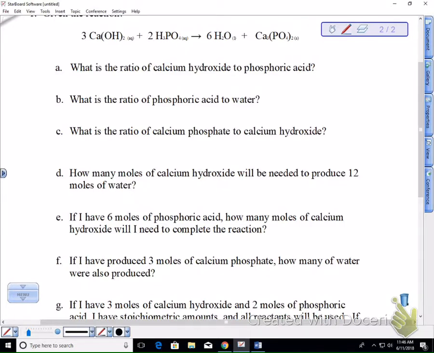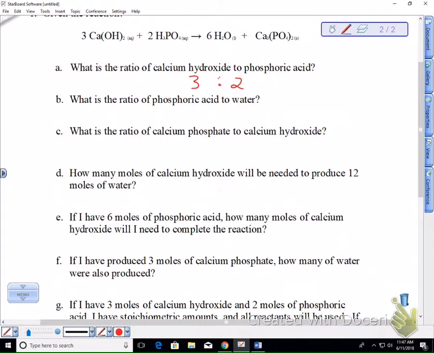So in part A, what is the ratio of calcium hydroxide to phosphoric acid? I just want to point out that the way this is worded is very important. If it says calcium hydroxide to phosphoric acid, then that's exactly the way you need to express it. And looking at the coefficients, because that's where our ratios come from, this is 3 calcium hydroxides for every 2 phosphoric acids. So it's a 3-to-2 ratio.